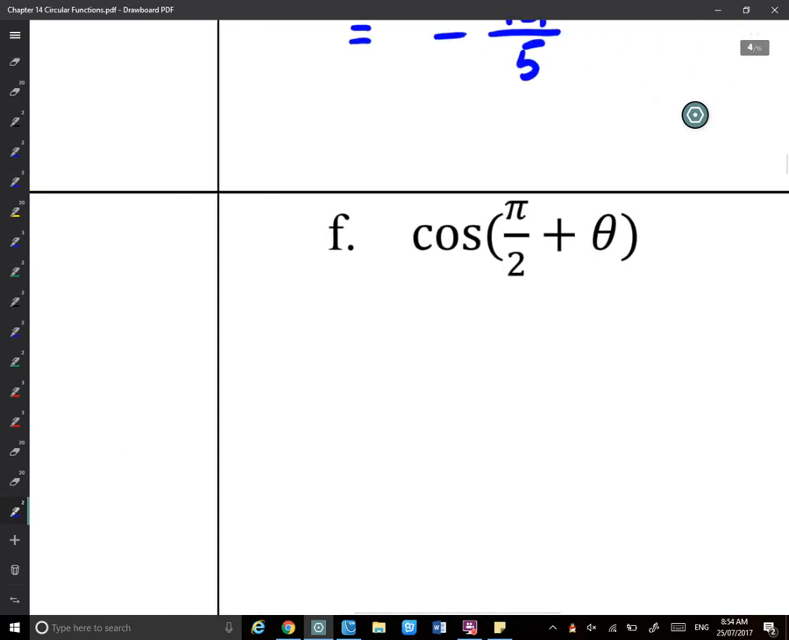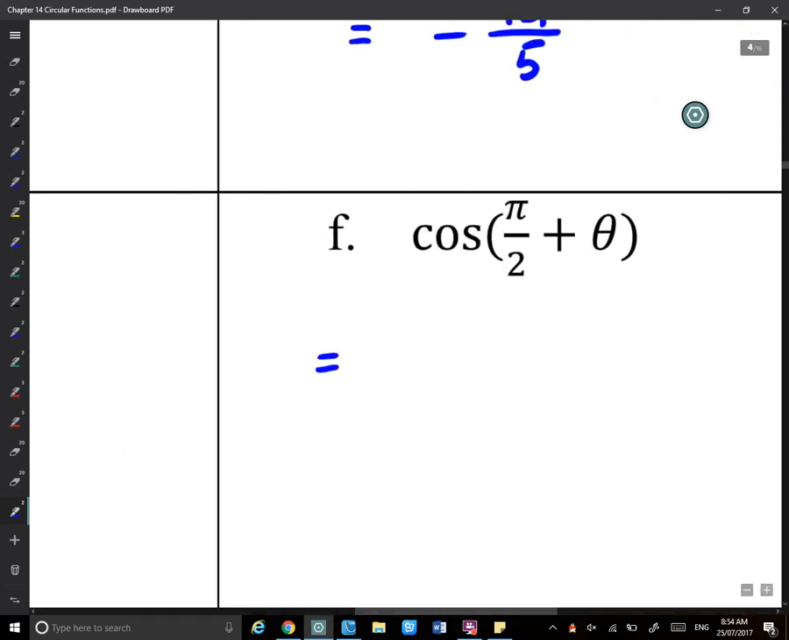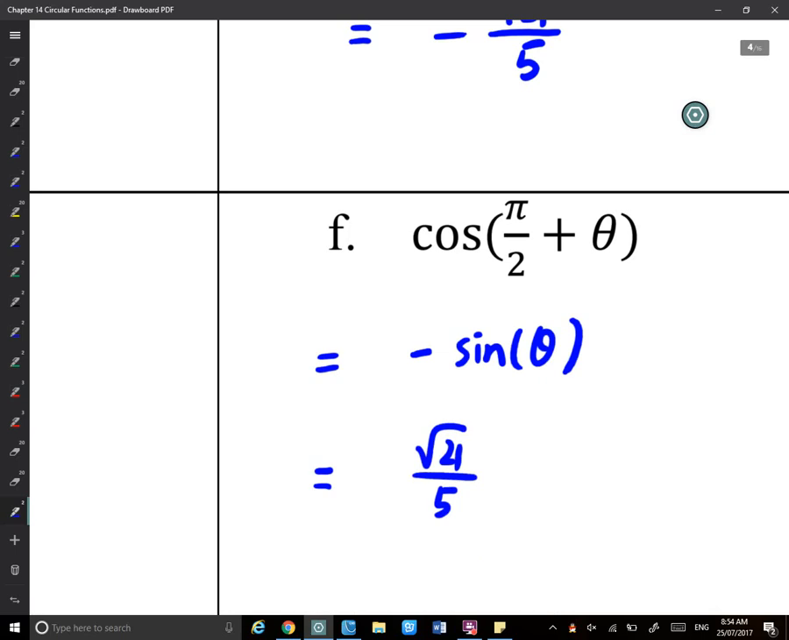And the last one we have is cosine of pi over 2 plus theta. That will turn into a negative sine theta. A negative sine theta is root 21 on 5. Because sine theta is negative, and you have negative again, it's a positive root 21 on 5.